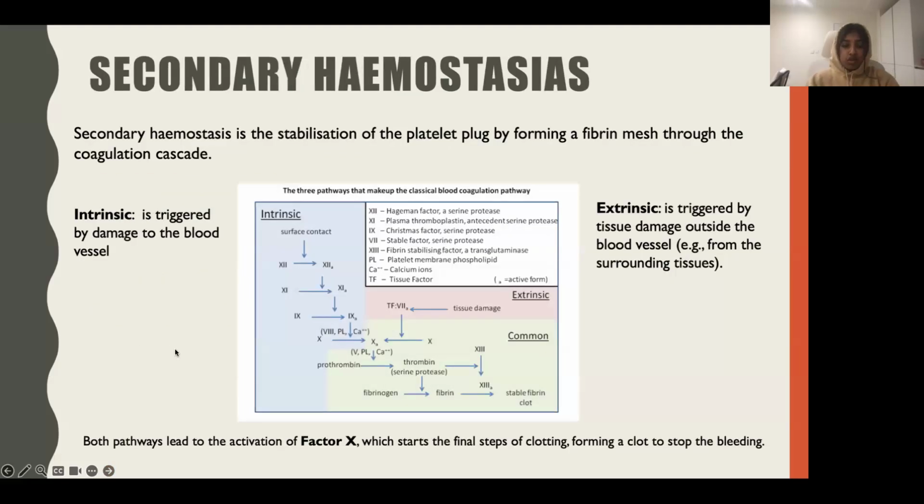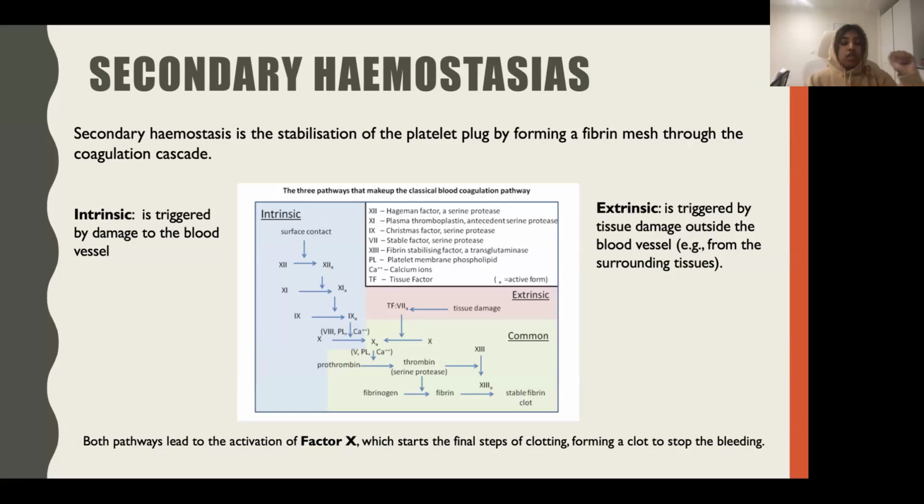Secondary hemostasis is the clotting cascade. This is the stabilization of the platelet plug that you made before in primary hemostasis. You stabilize the platelet plug by forming a fibrin mesh through the clotting cascade. There are two pathways of the clotting cascade: the intrinsic pathway and the extrinsic pathway. Intrinsic is triggered by damage to the blood vessel, whereas extrinsic is triggered by tissue damage outside the blood vessel, i.e. from surrounding tissues. Both pathways come together to lead to the activation of factor 10, which then starts the final steps of clotting, and you finally form a clot to stop the bleeding.